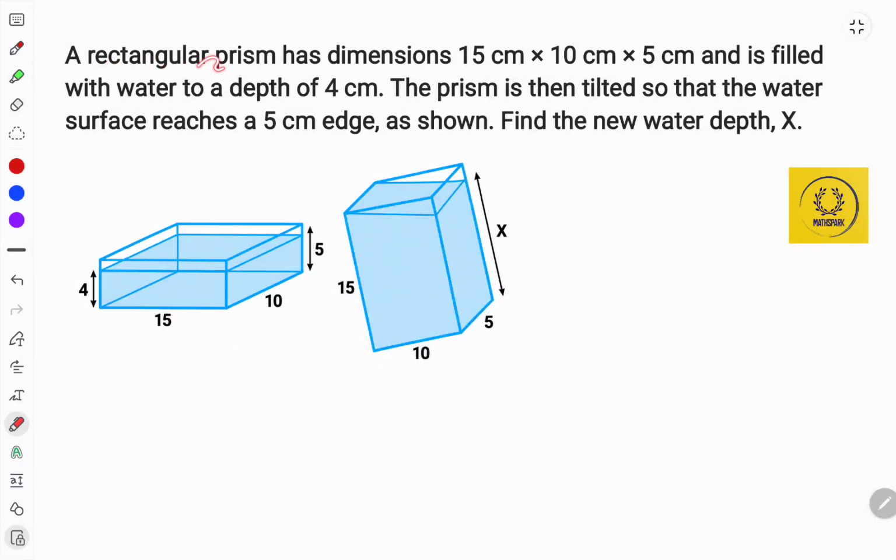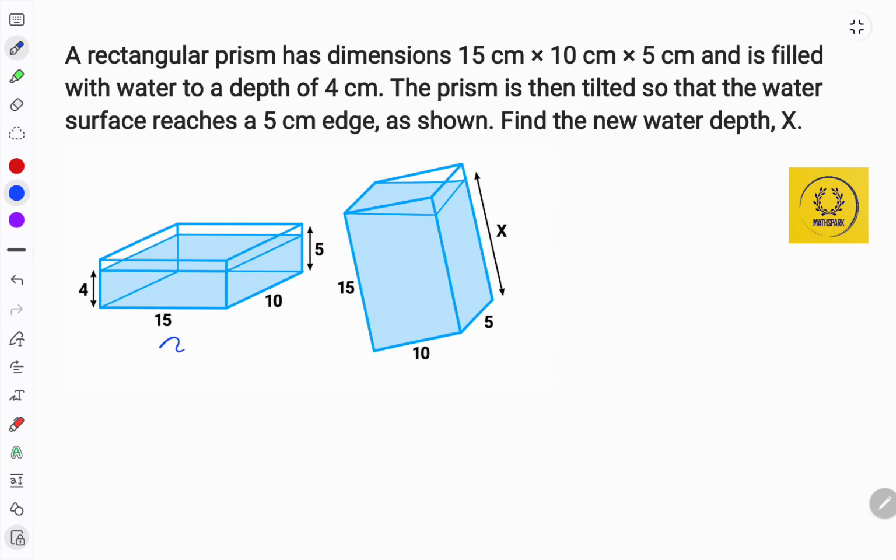Let's dive in. We have a rectangular prism with dimensions 15, 10, and 5 centimeters, and it is filled with water to a depth of 4 centimeters. The prism is then tilted so that the water surface reaches a 5 centimeter edge. Find the new water depth. In fact, we are going to find the value of this side, which is x.